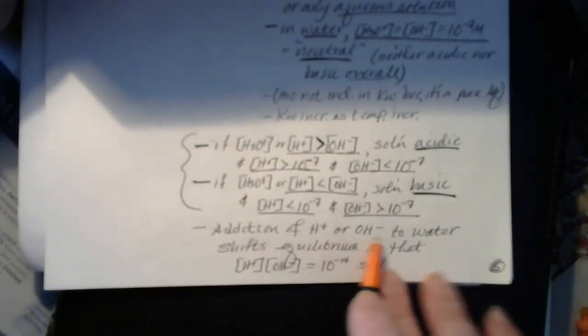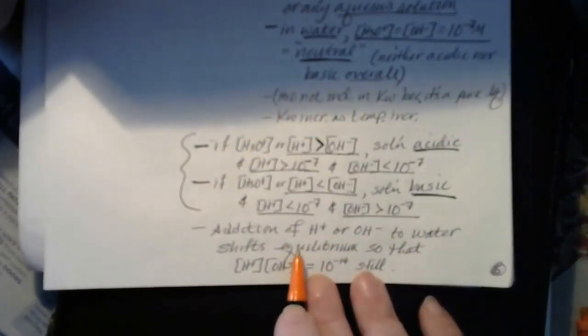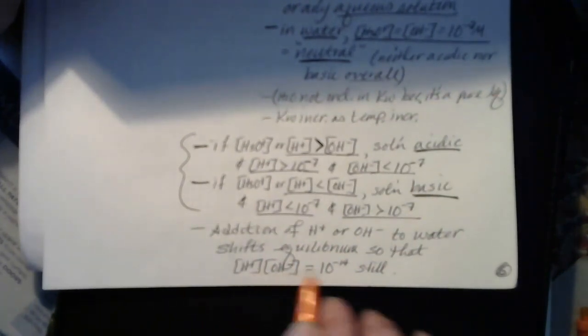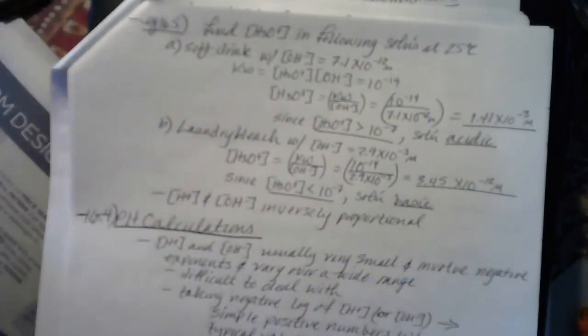Okay, addition of H plus or OH minus to the water will shift the equilibrium so that H plus times OH minus still equals 10 to the minus 14. And that's because, again, of Le Chatelier's principle. The equilibrium for the dissociation of water into ions will shift one way or the other so that you will end up with the same result when you take the equilibrium constant.